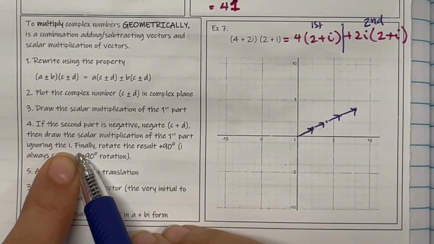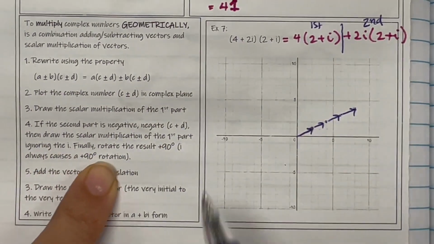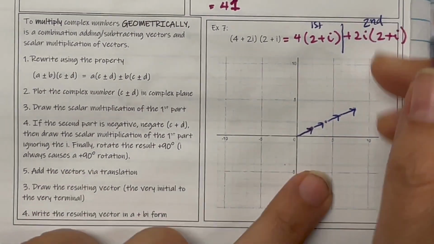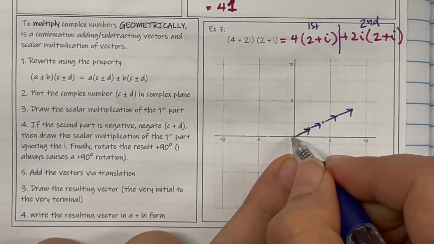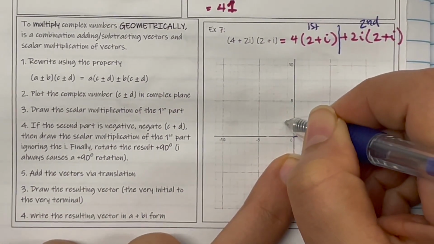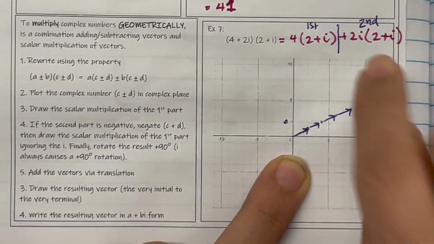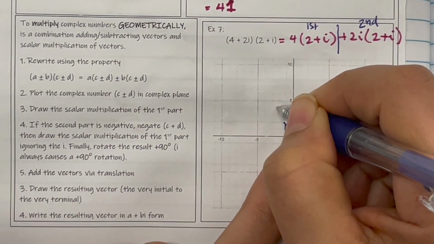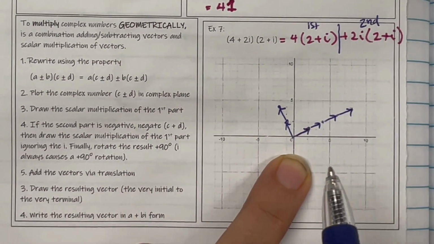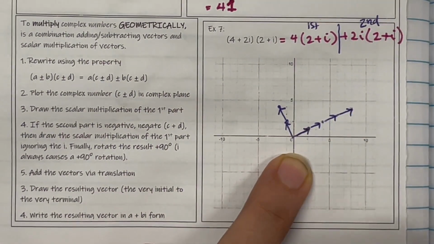So now we need to know what i means. i means you're going to rotate it 90 degrees. What does that mean? Instead of going right 2 and up 1, you're going to go the opposite, which is up 2, left 1. Okay, up 2, left 1. And you're going to do this twice, because it's 2 times that. So i is rotating it 90 degrees.